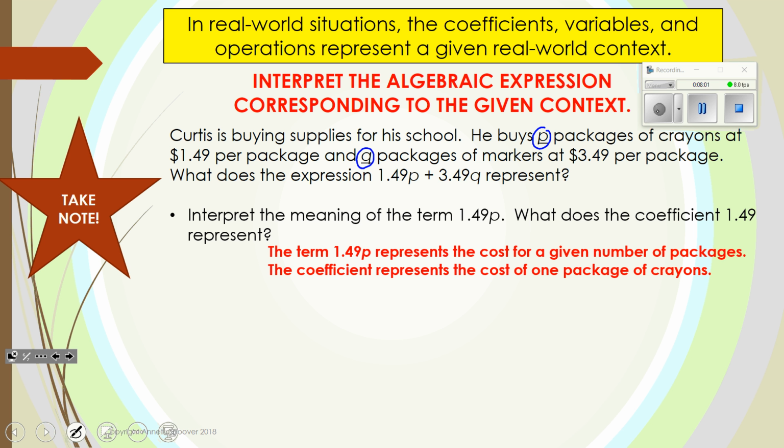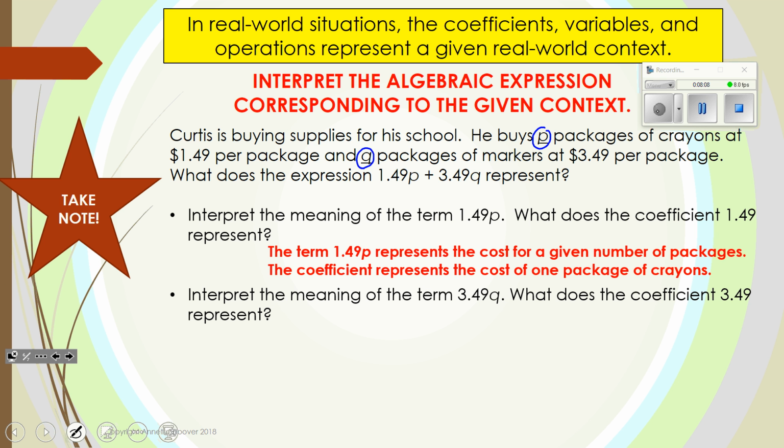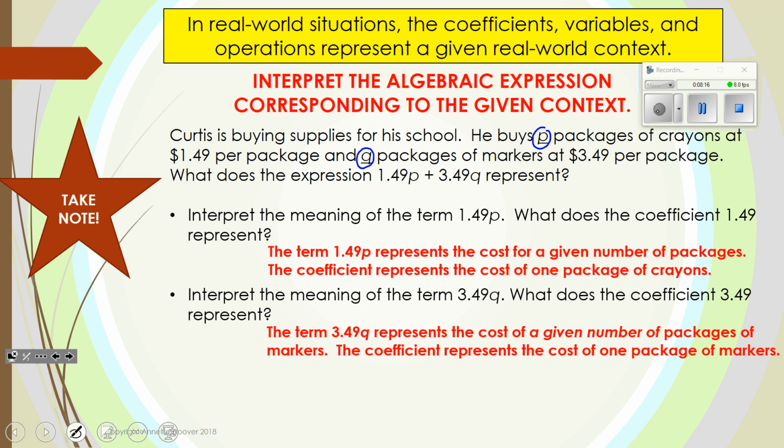If you're writing this in your notes, you may have to pause the video so that you'll have time to write that down. Interpret the meaning of the term 3.49q. What does the coefficient 3.49 represent? Well, 3.49q represents the cost of the total number of packages of magic markers that he purchased. The coefficient represents the cost for one, and the variable q represents how many packages he purchased.